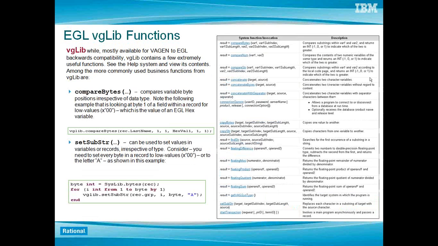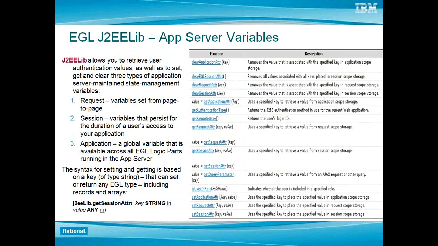Same way we have VGLib. For example, if you have VGen, Visual Edge Generator, to EGL compatibility, or you want to migrate from Visual Edge Generator to EGL, or you want some sort of communication between VGen and EGL, then you would use this library. It has some functions available through which you can manipulate VGen variables.